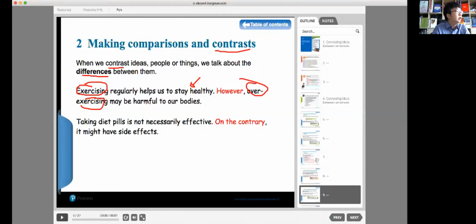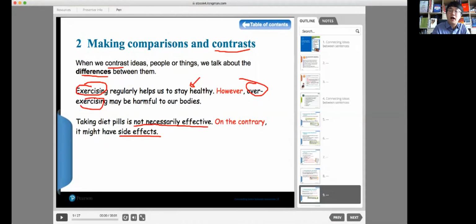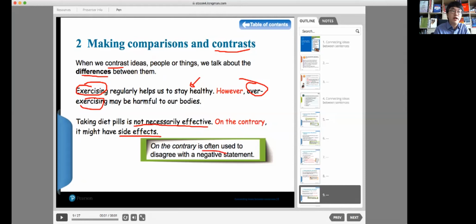Another example: taking diet pills is not necessarily effective. Okay, it's not necessarily effective, but on the contrary, it might have side effects. When do we use on the contrary? It is often used to disagree with a negative statement. What is a negative statement? You can see here, we have a not here. So this is a negative statement because we have a negator, not, here.